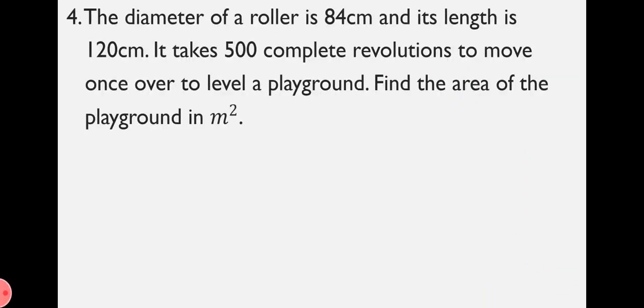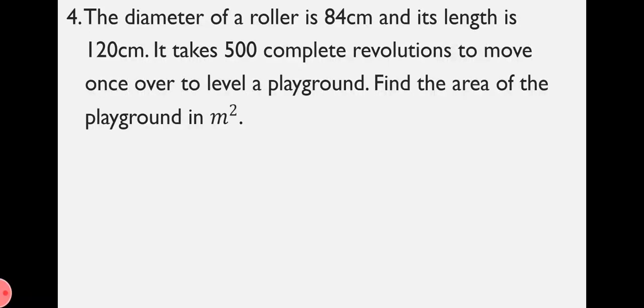The diameter of a roller is 84 centimeter and its length is 120 centimeter. It takes 500 complete revolutions to move once over to level a playground. Find the area of the playground in meters square. Here it is given a roller.